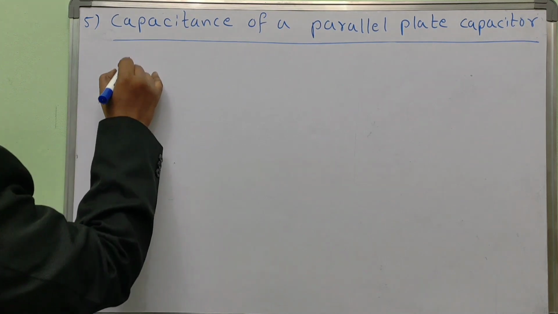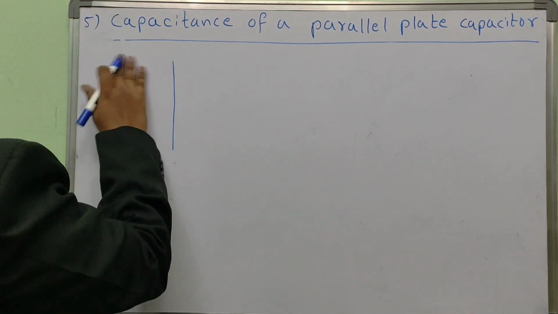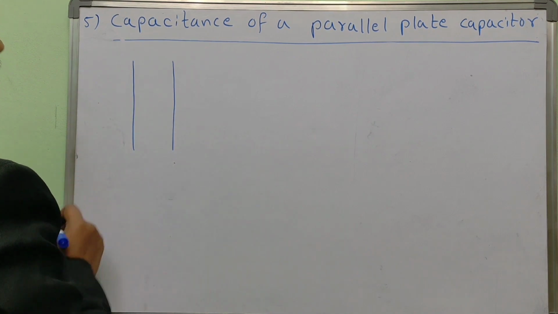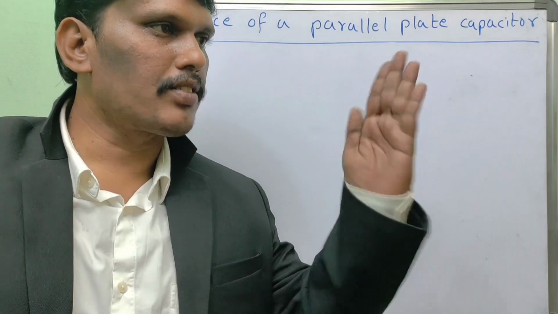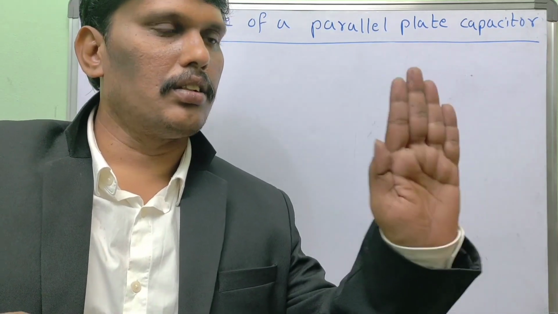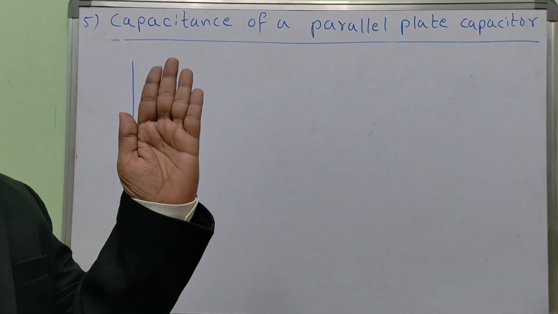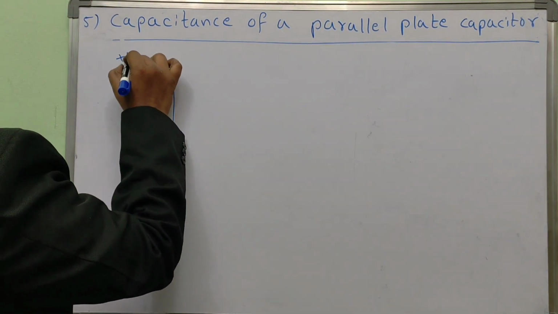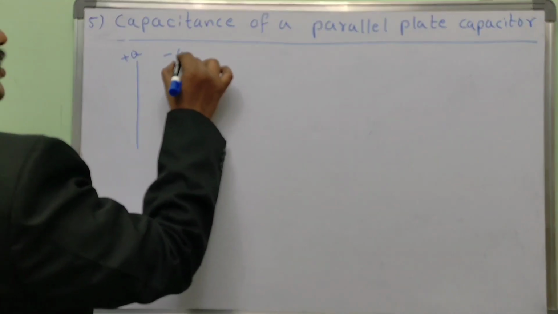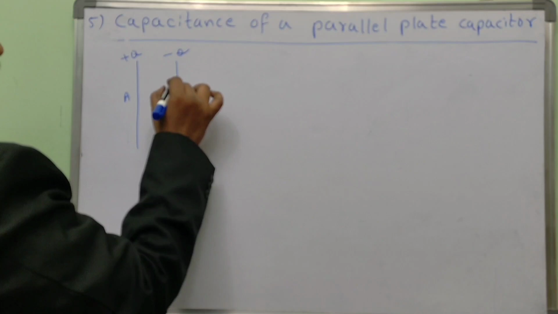I am going to consider a parallel plate capacitor. Both plates are parallel, and these are the plates. Both plates: one plate is considered positive charge, another one negative charge. The area of the plates is A.